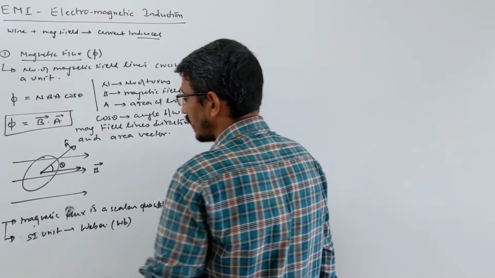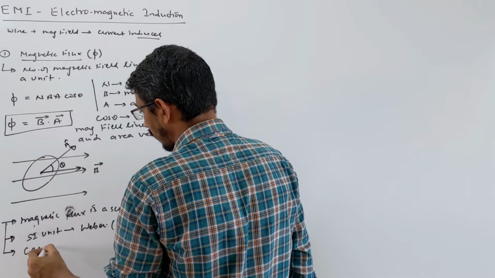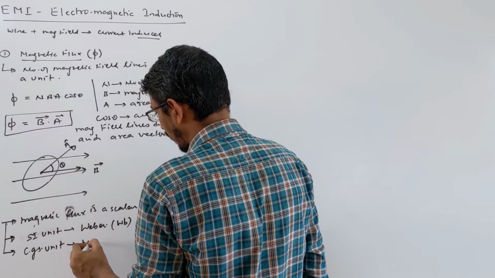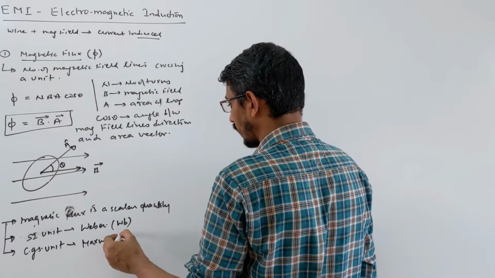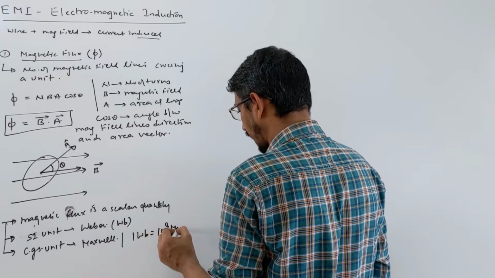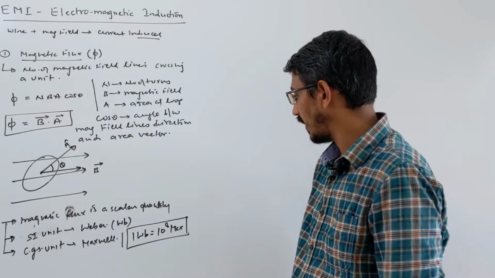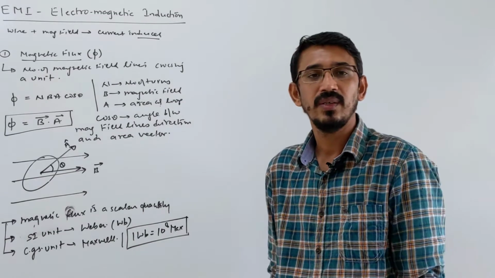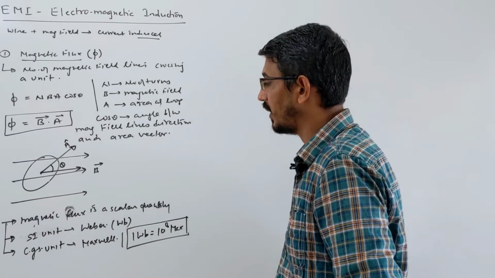The CGS unit is called Maxwell. And we have a relation between them: 1 Weber is equal to 10 power 8 Maxwell, or you can say 1 Maxwell is 10 power minus 8 Weber. So Weber is a big unit, the SI unit.